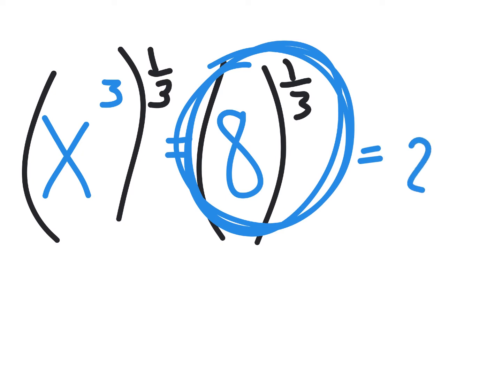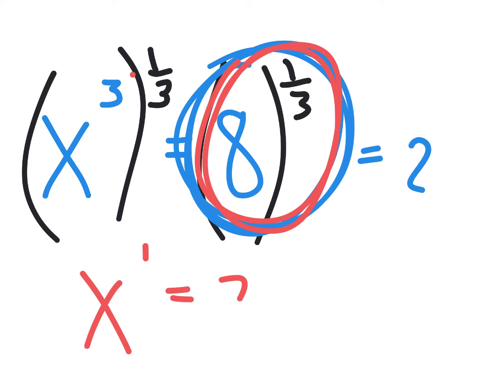So you get how you might use that? Because these canceled each other. You know what 3 times 1/3 is? 3 times 1/3 is 1. So this is just x to the 1 equals third root of 8, 2.